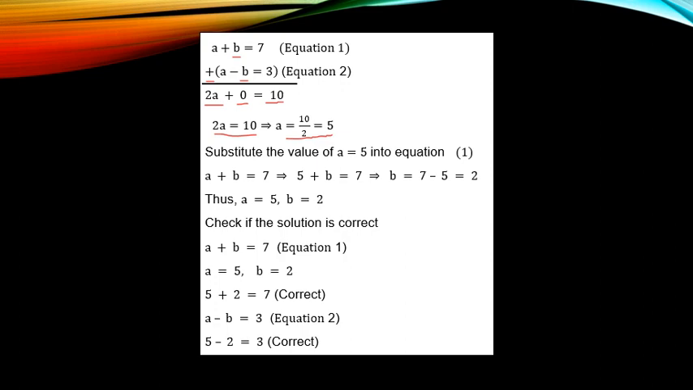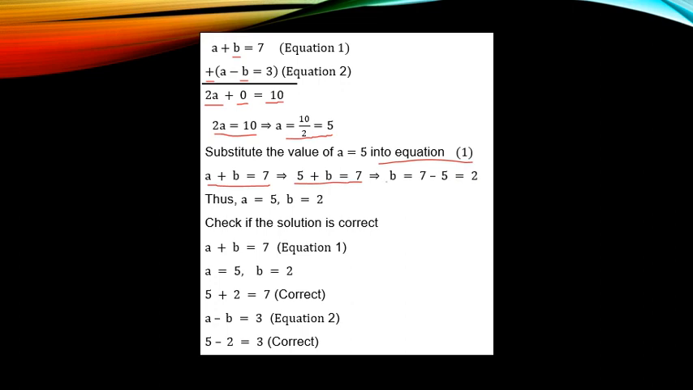But here, the Voice of Petakus is using equation 1. Equation 1 is a plus b equal to 7. Where you are seeing a, you put 5. So you have 5 plus b equal to 7. Collect like terms, you take plus 5 to the other side.